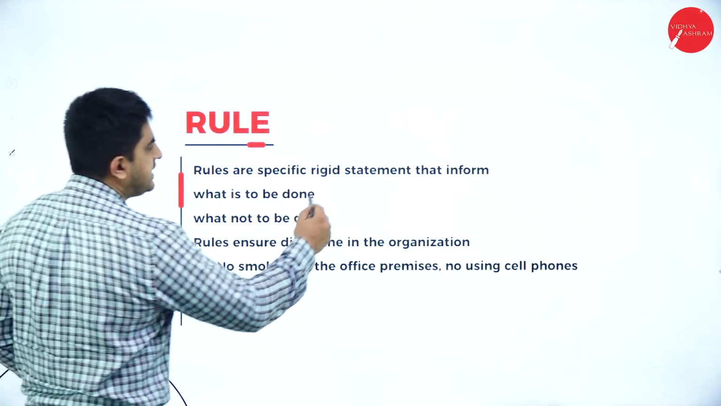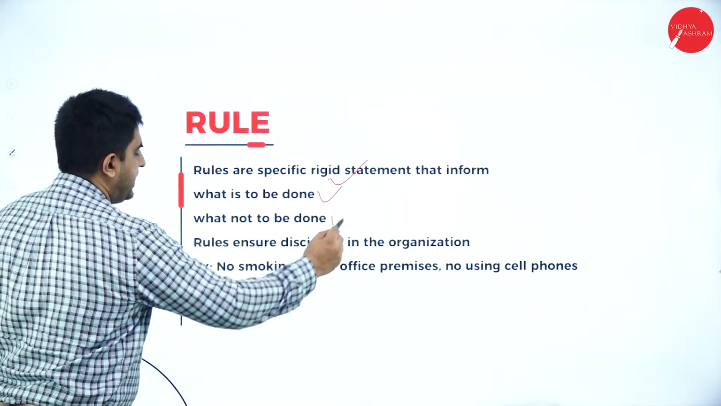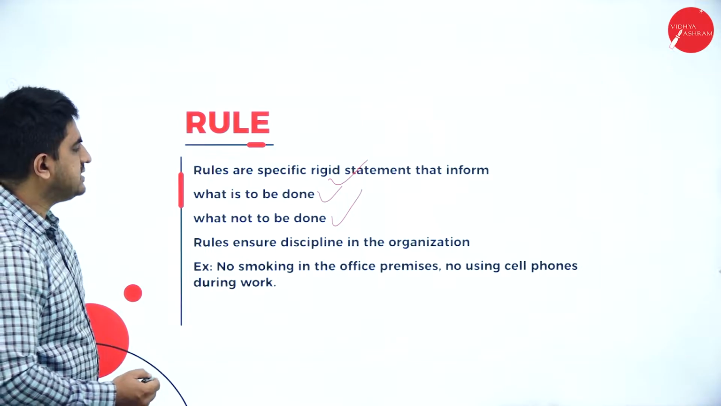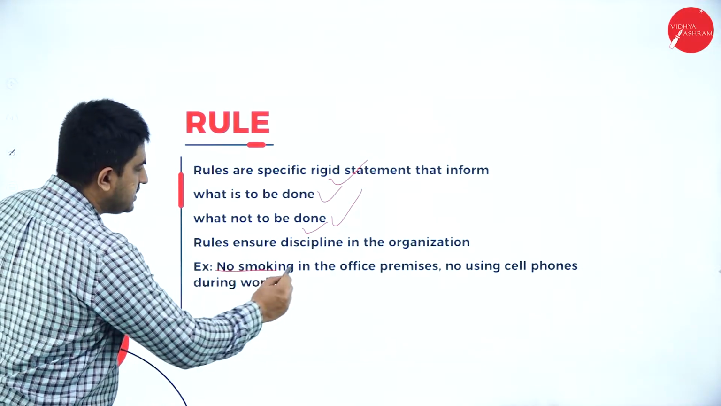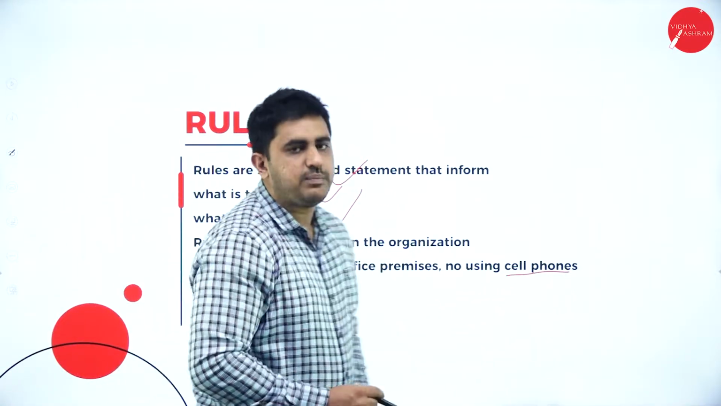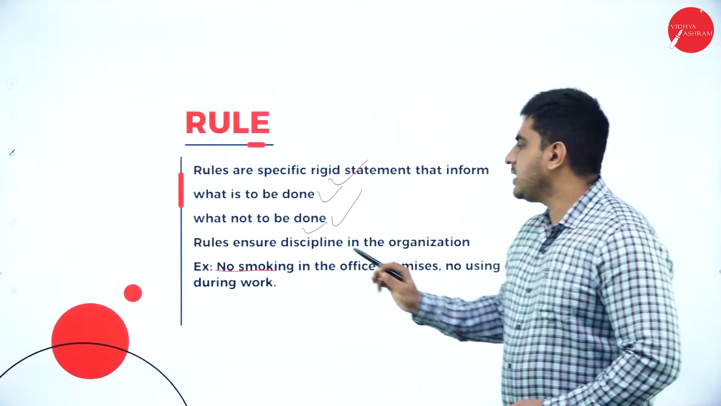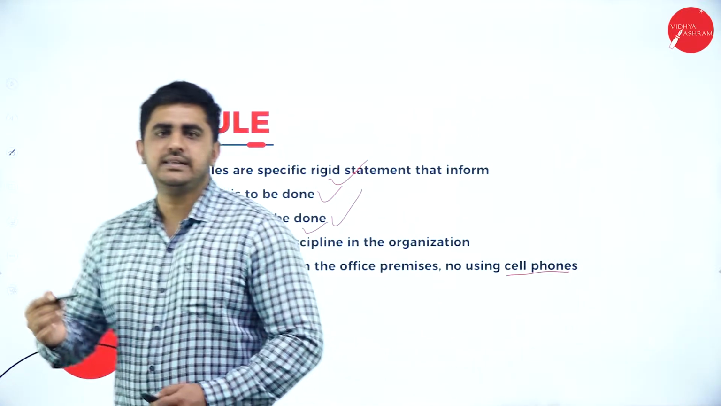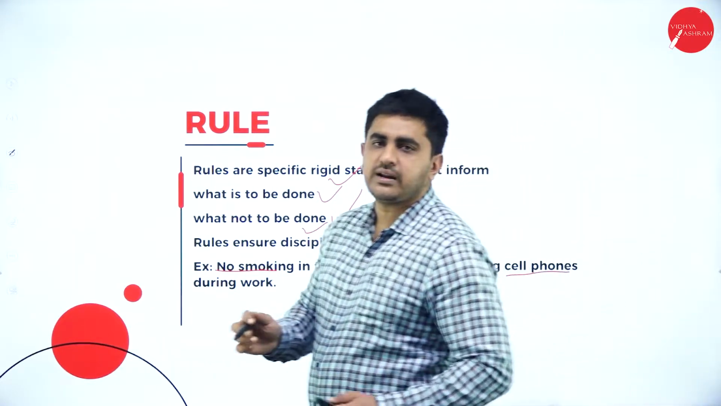Rules are specific, rigid statements that form what is to be done and what not to be done. Rules ensure discipline in the organization. For example, no smoking in the office premises or no using cell phones. Your top level managers will frame the rule that you are not supposed to smoke inside the premises, or you are not supposed to use cell phones during work.